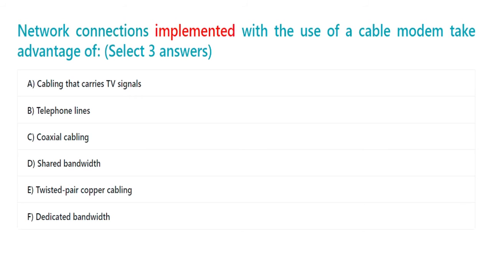Network connections implemented with the use of a cable modem take advantage of, select 3 answers. A. Cabling that carries TV signals. B. Telephone lines. C. Coaxial cabling. D. Shared bandwidth. E. Twisted pair copper cabling. F. Dedicated bandwidth.